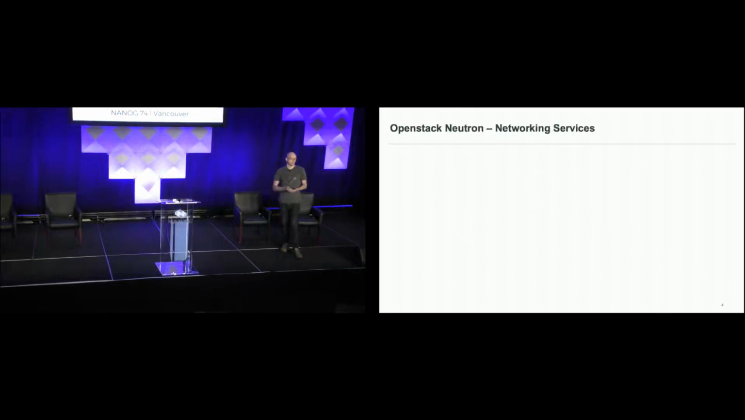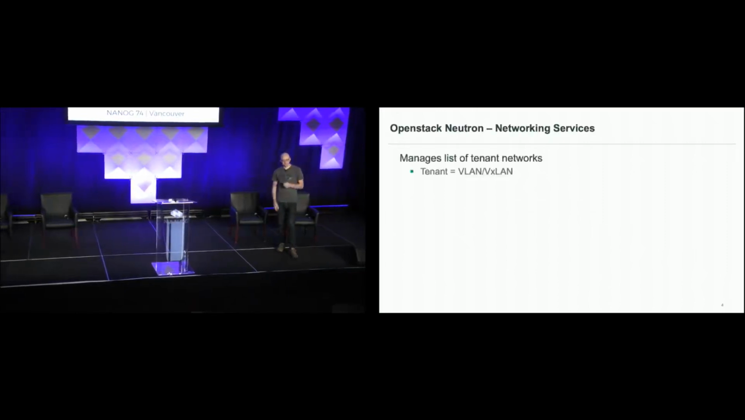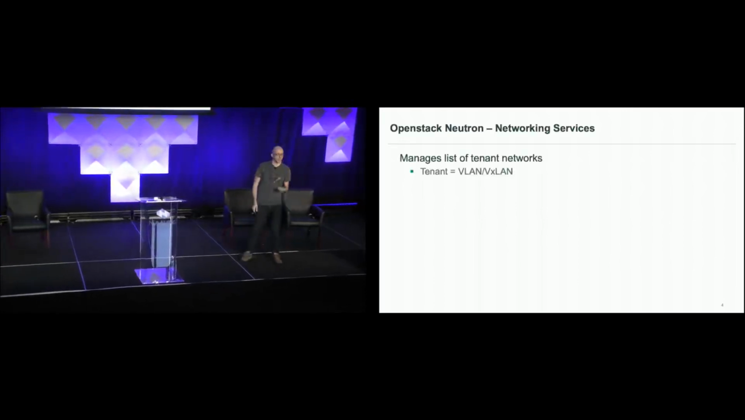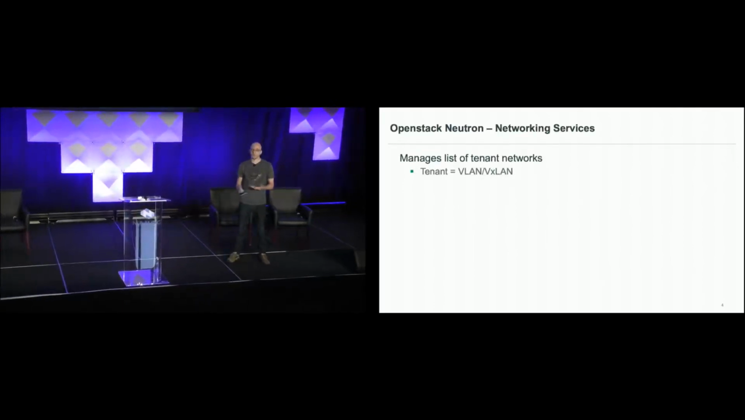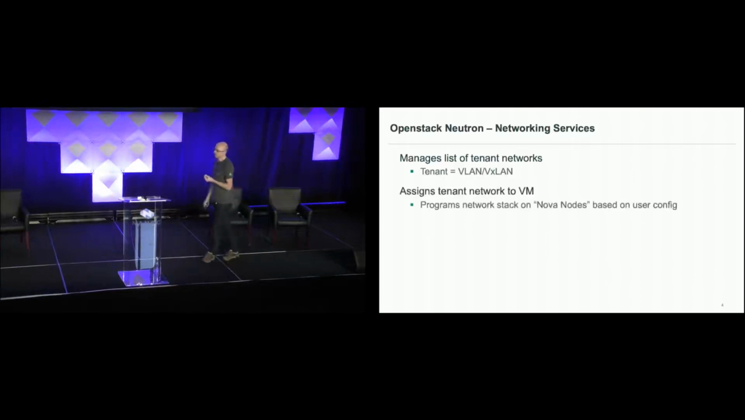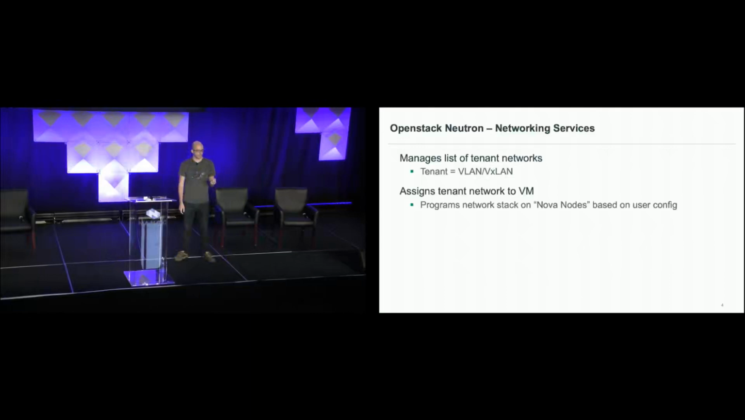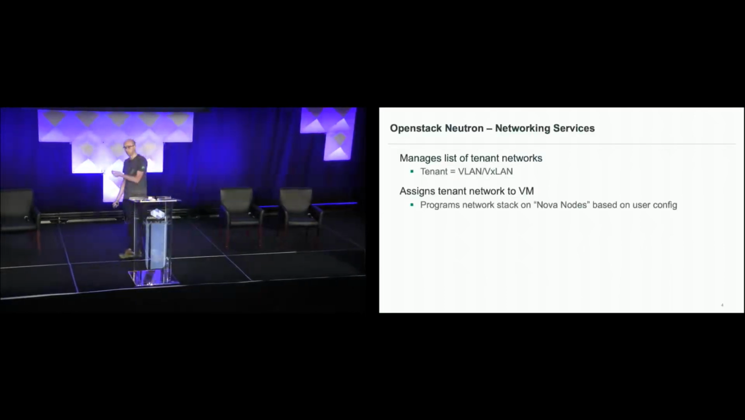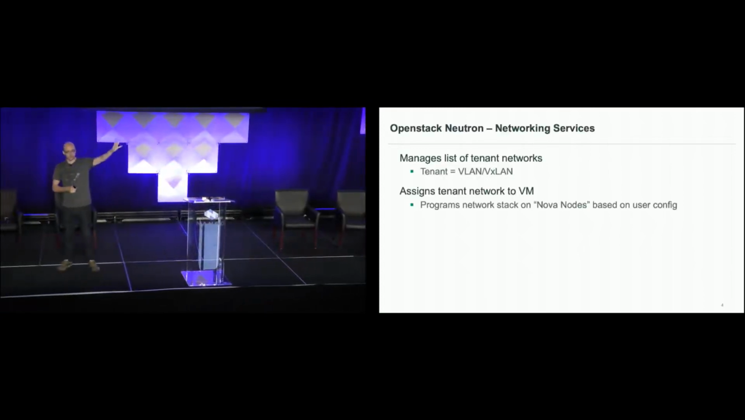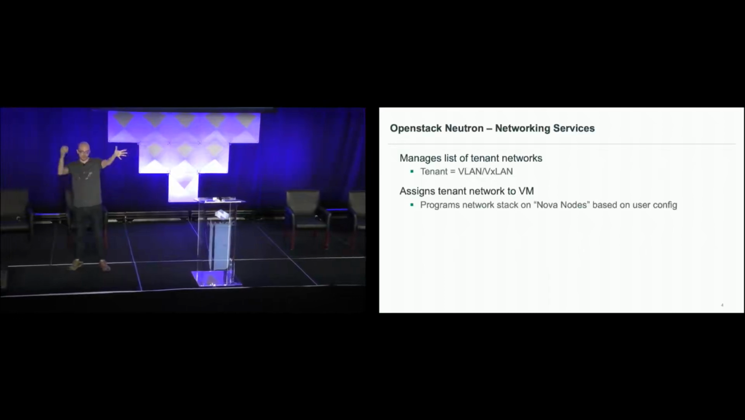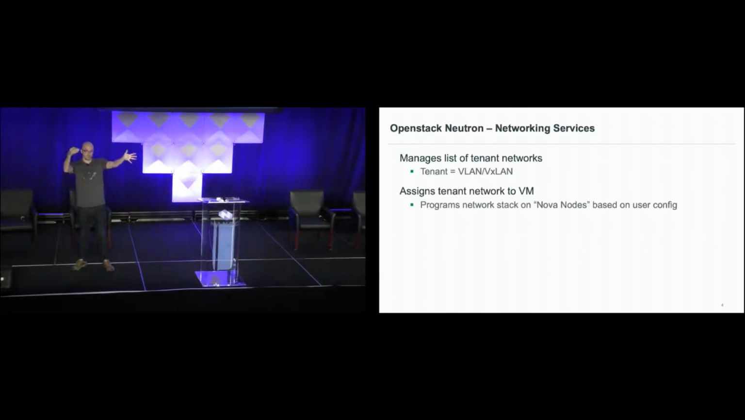On the other side, we have the network services, which Openstack calls Neutron. Neutron manages the list of tenant networks. And the language of tenant here means a VLAN or a VXLAN, an L2 domain. It's going to assign a tenant network to a VM, or I should say a VM to a tenant network. The network stack on the Nova nodes is programmed by Neutron. So just like I said, we have these loosely coupled components. I have my Neutron server, my Nova node with a VM on it, and I need to plumb a VLAN to it. So Neutron, the network component, will speak to Nova, the compute component, via APIs and build that programming. And we'll show you a little bit more of this in just a second.